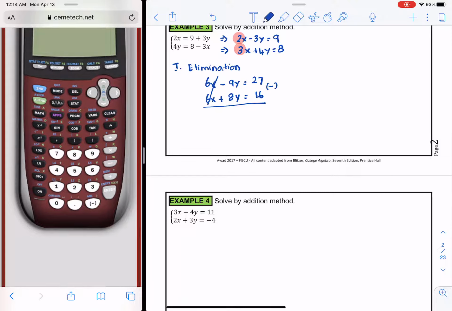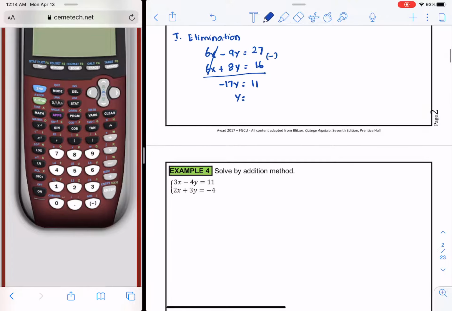The 6x would go away. Negative 9y minus 8y is negative 17y. 27 minus 16 is 11. I am going to divide by negative 17 on both sides. So I have negative 17 over negative 17 equals 11 over negative 17. So the solution to y is negative 11 over 17.